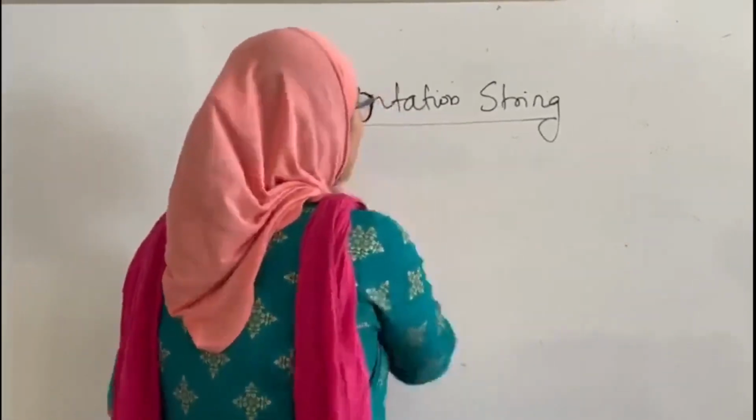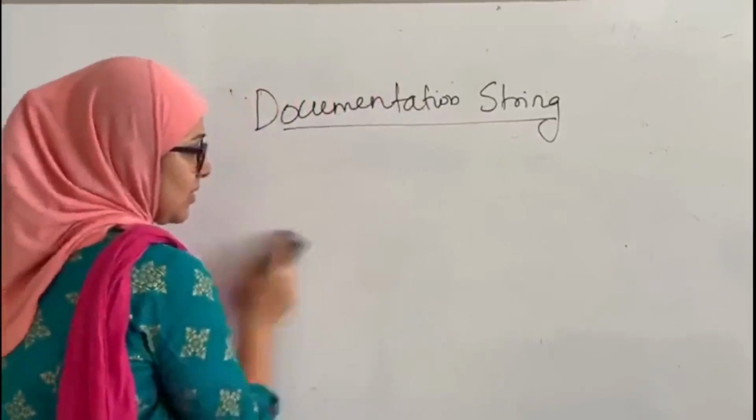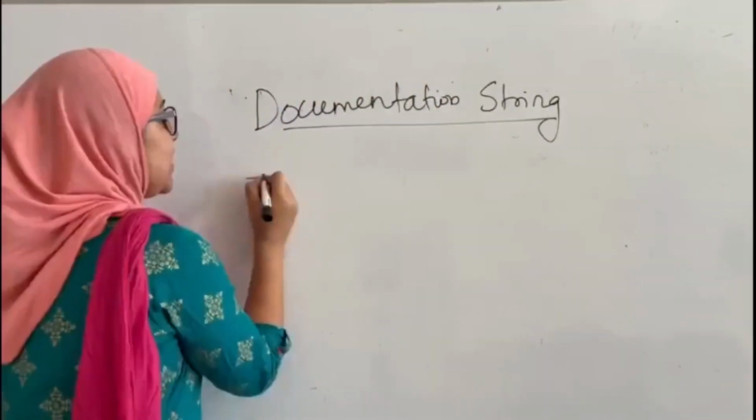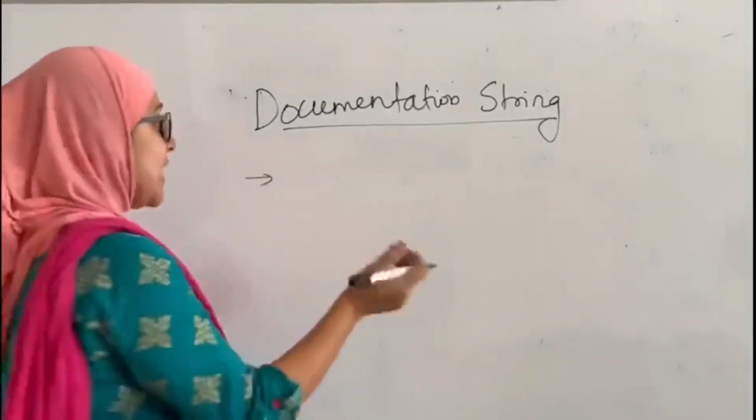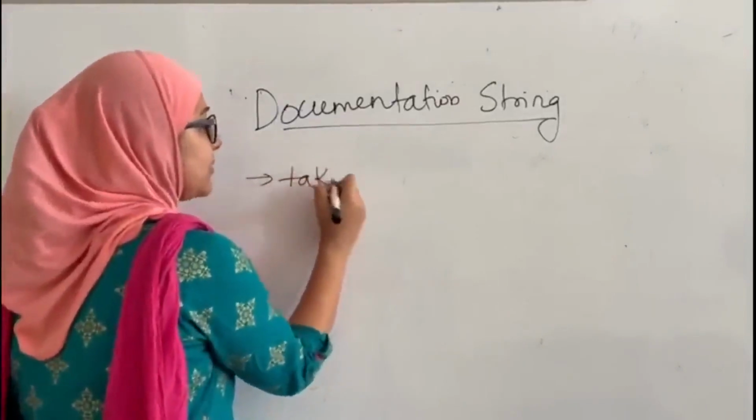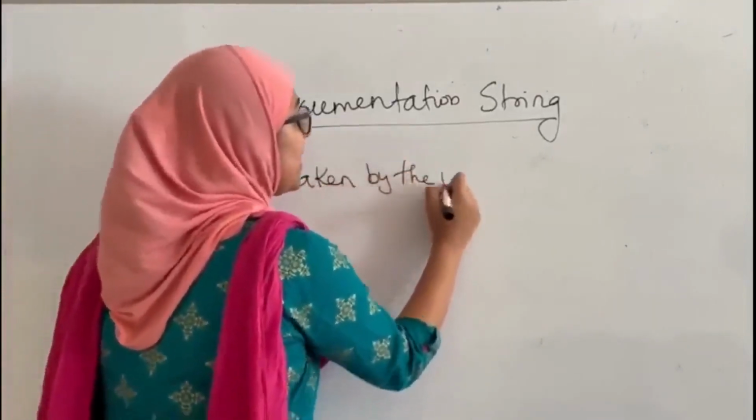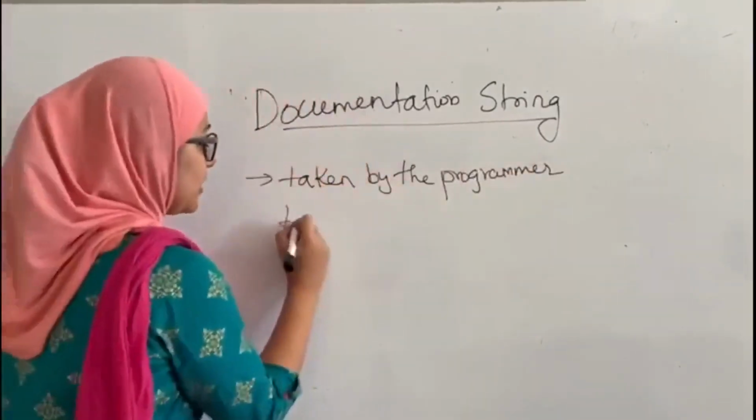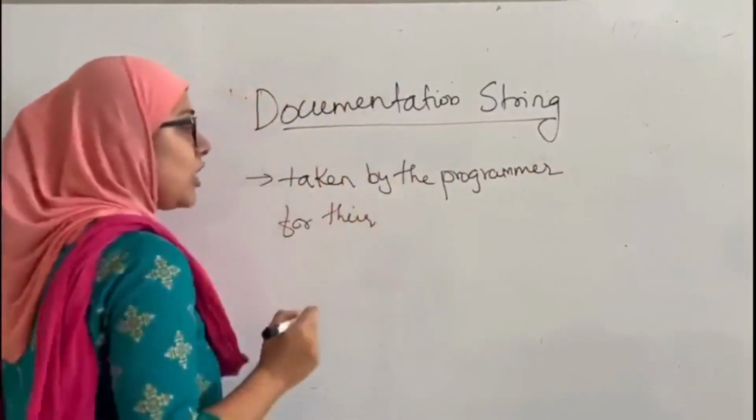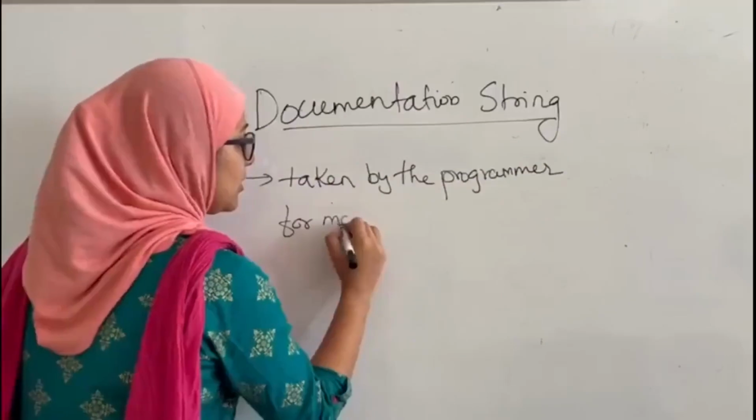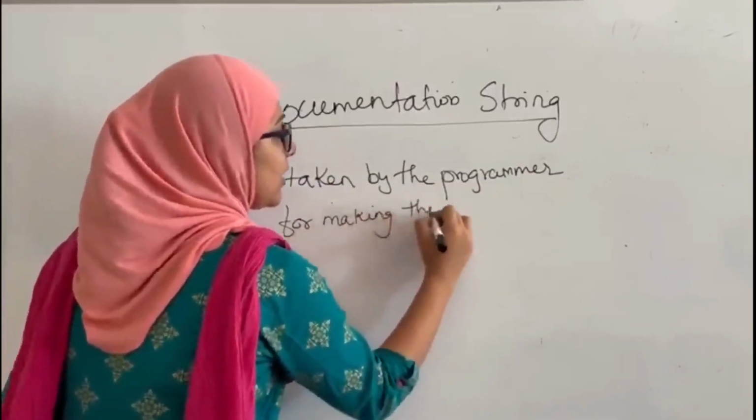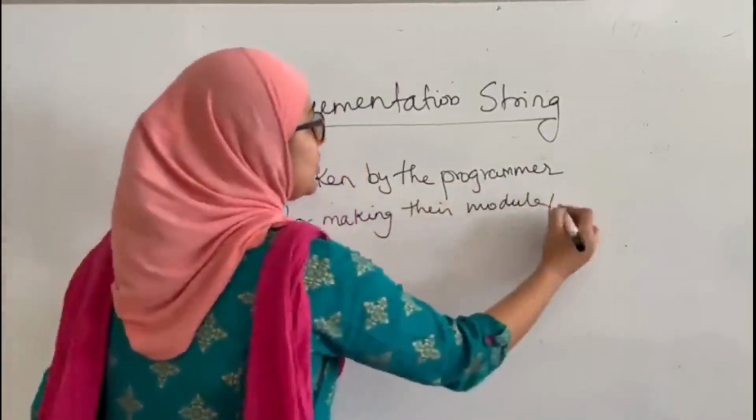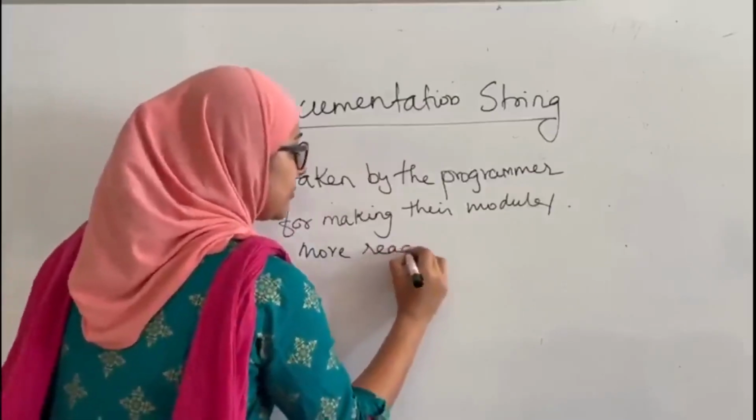Let's understand what a doc string is. When we take the exact example, you'll understand it much better. So documentation string is the string or the statements taken by the programmer for making their module, function or classes more readable.